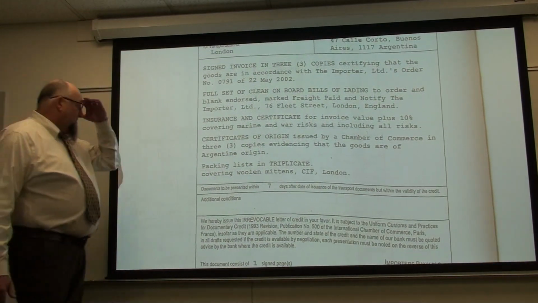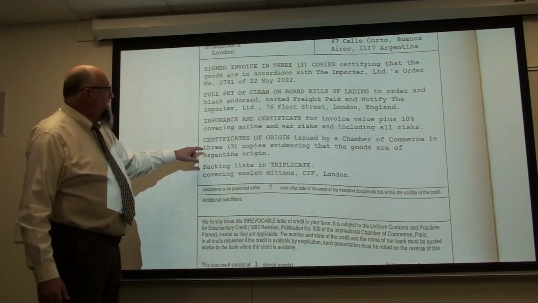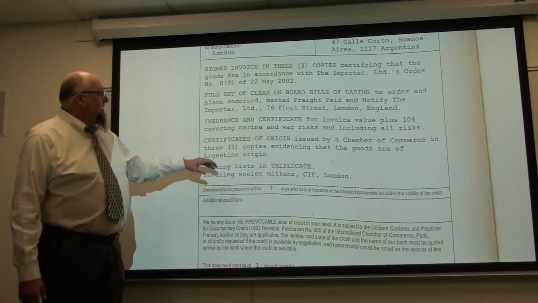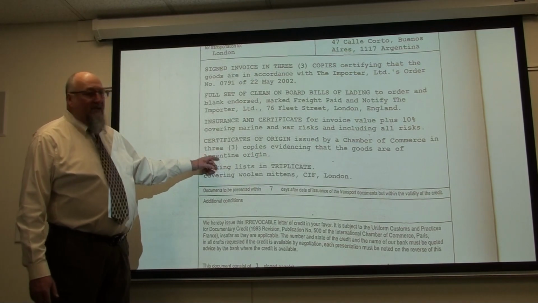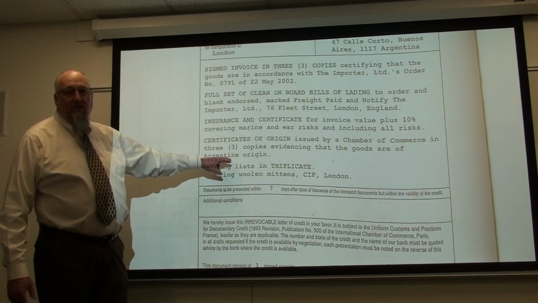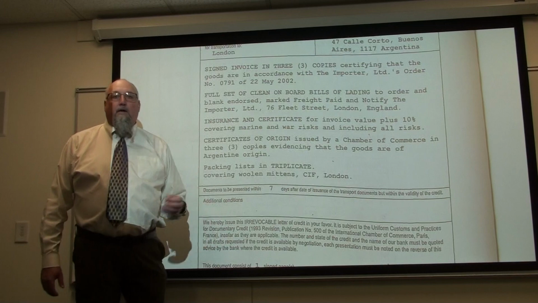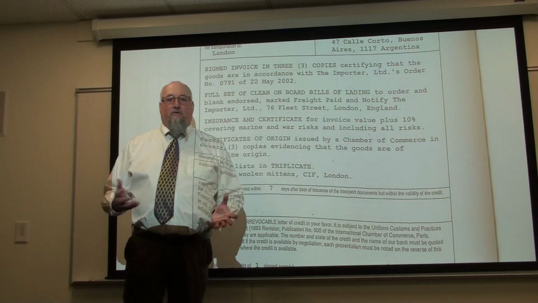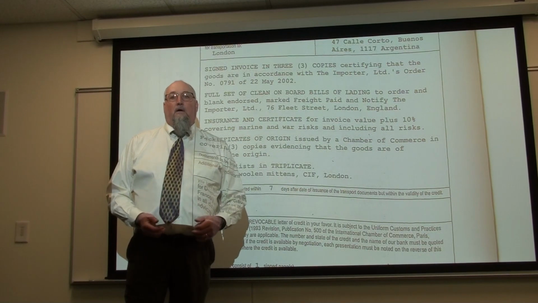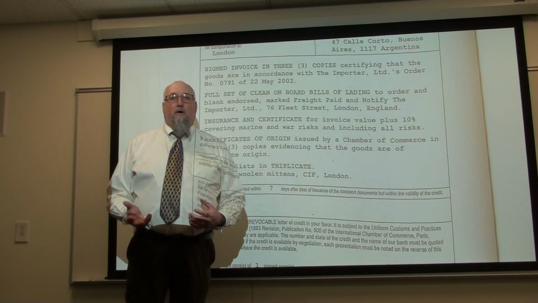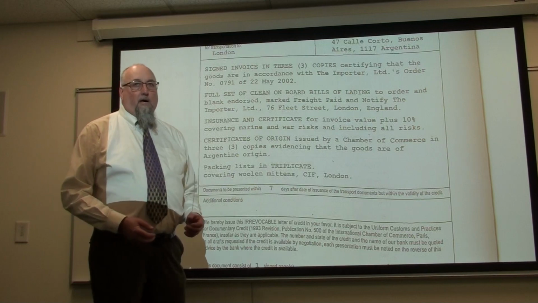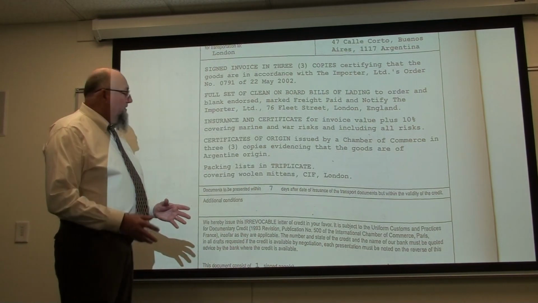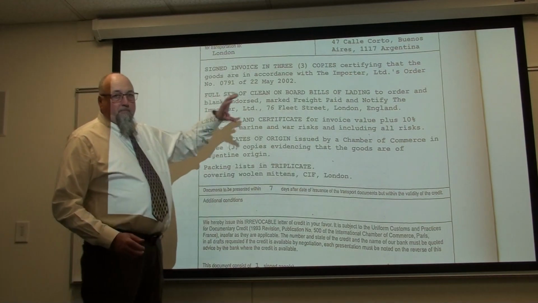Next, the shipper, the seller, is going to have to provide certificates of origin issued by the Chamber of Commerce in 3 copies, evidencing that the goods are of Argentine origin. That's what I talked about earlier. So that will be provided to verify that those goods are from Argentina for tariff purposes and for licensing and free trade purposes.